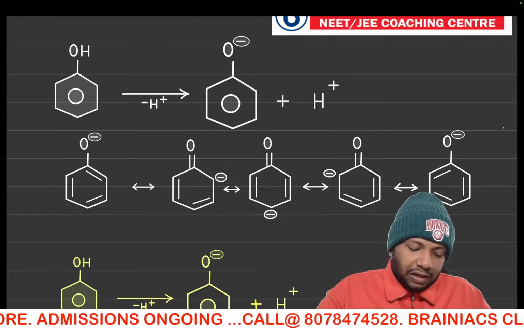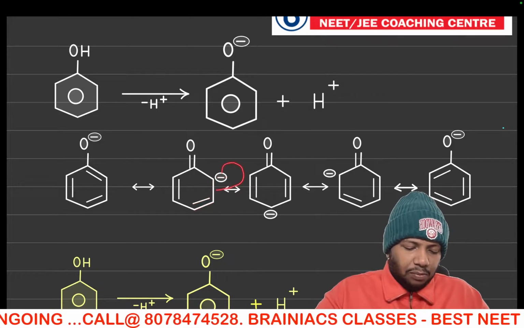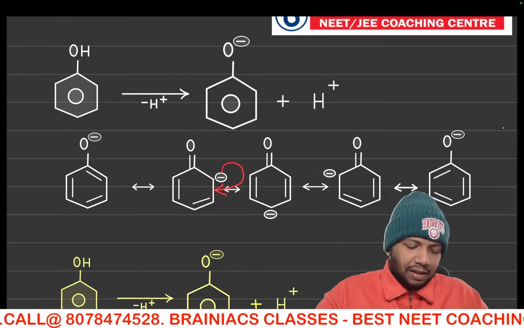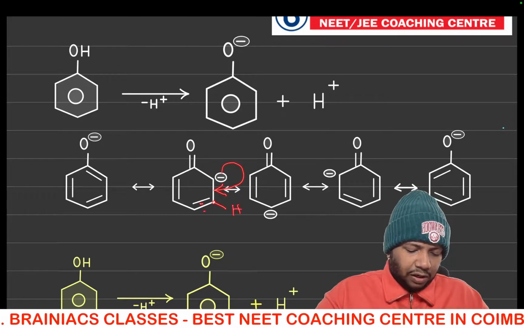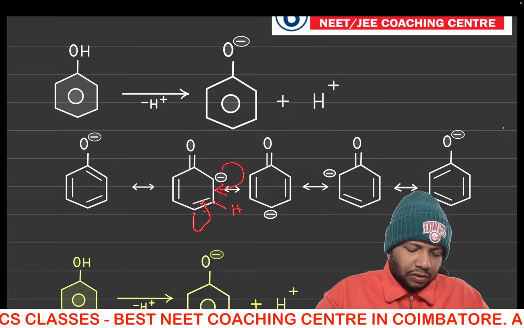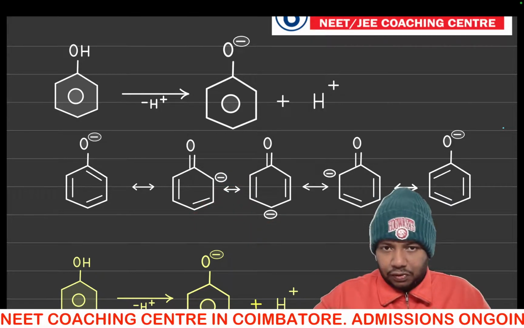Why? Because negative charge, single bond, again double bond. So the negative charge again will move towards a pi bond like this. Then here this carbon will have 5 valency because hydrogen is already present. So this will move towards here as a negative charge. So you will get this particular structure.